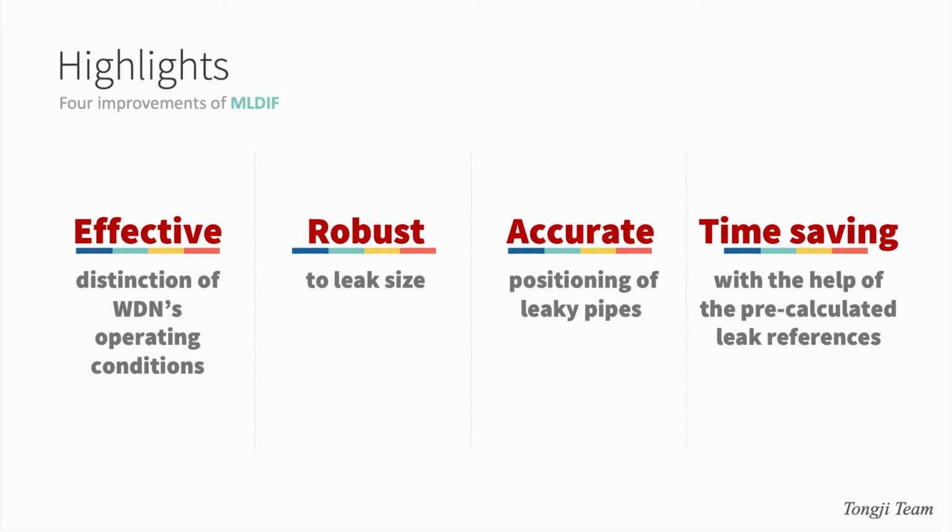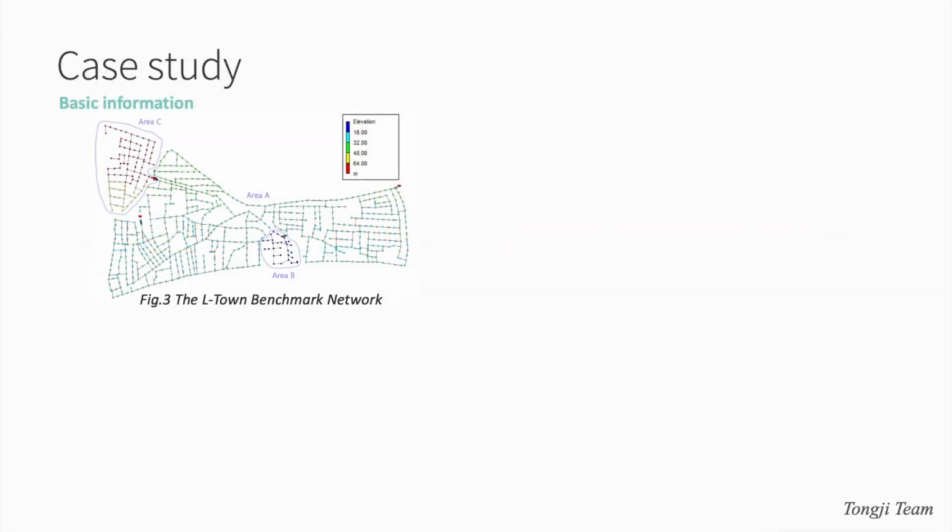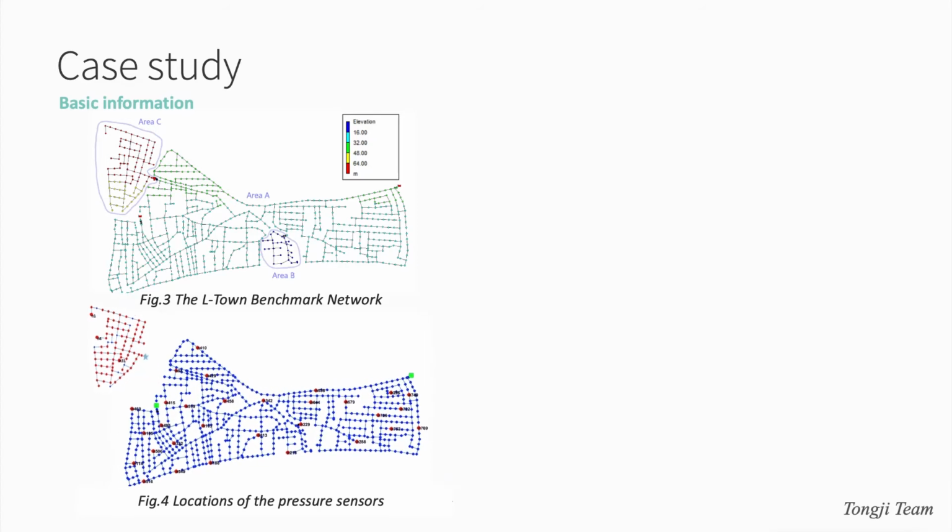Okay, now we move to the last part, case study. L-Town is a small hypothetical town and receiving water from 2 reservoirs. A pump and a water tank has been installed in the inlet of Area C, and most of its nodes are monitored by AMRs. Since the water supply in Area C is relatively independent, we can separate it from Area A and B and identify leakages respectively.